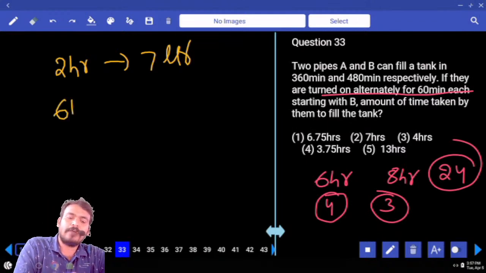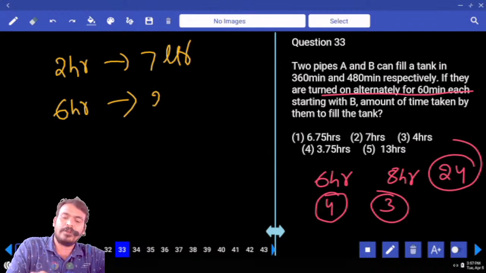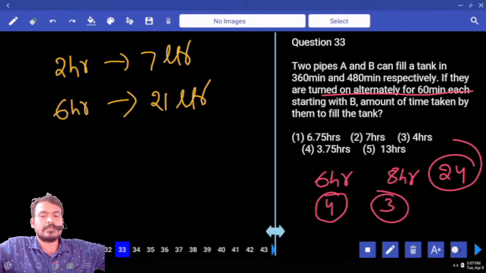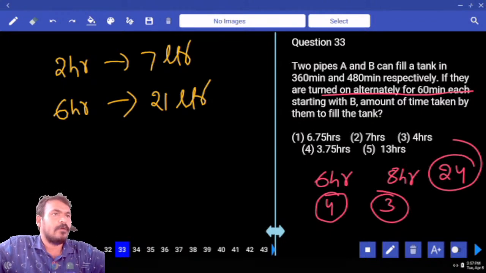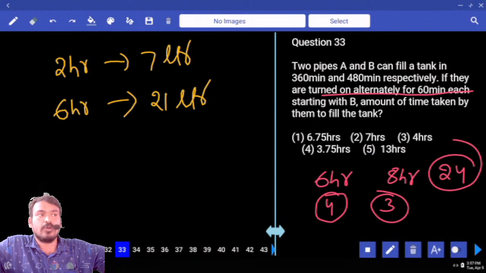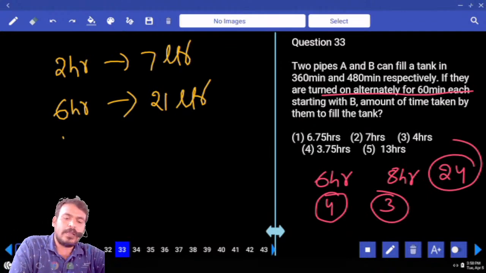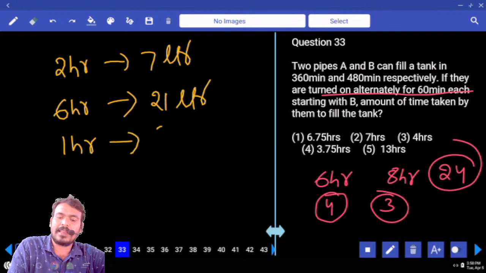After 6 hours, how many liters are filled? 21 liters. Every 2 hours 7 liters means after 6 hours 21 liters. What is the remaining tank? 3 liters. In the 6th hour which one is open? A is open, but the next 1 hour B is open. What is the next 1 hour value of B? 3 liters.